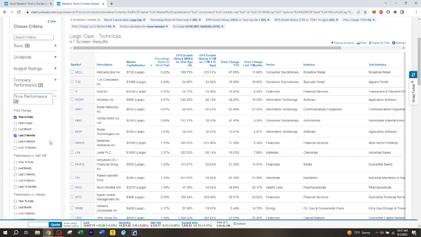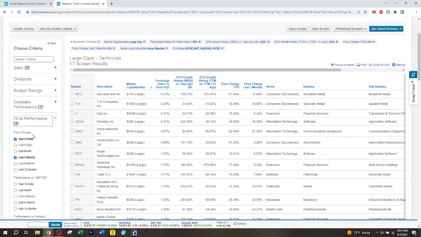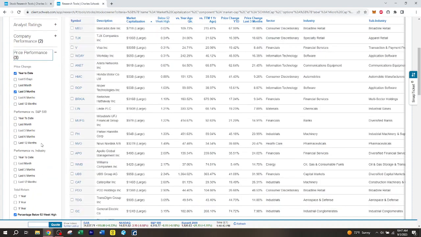So that's why if a stock is increasing its earnings, theoretically the price should also be increasing. And then price performance, want to look at year to date and last 3 months. I like to trade stocks that have a year to date change above zero, and then the price of the last 3 months has to be above zero.